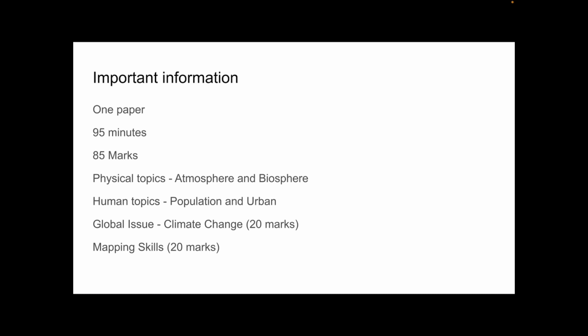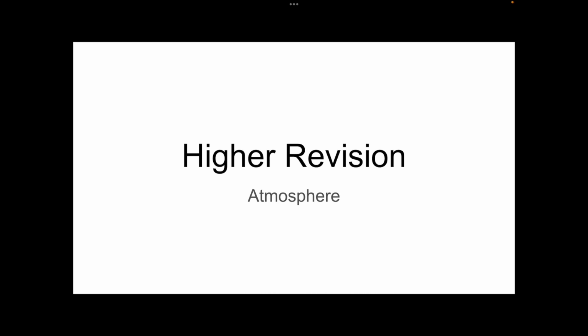45 of these marks will be a combination between the physical and human topics, so that will be atmosphere, biosphere, population and urban. And then you'll have 20 marks for your climate change and 20 marks for your mapping skills. This revision video will focus on 3 topics, one from each area pretty much. So it'll be atmosphere first of all as your physical topic, population as your human topic, and then the mapping skills. Folks, the section in this video will look at some atmosphere revision for higher.